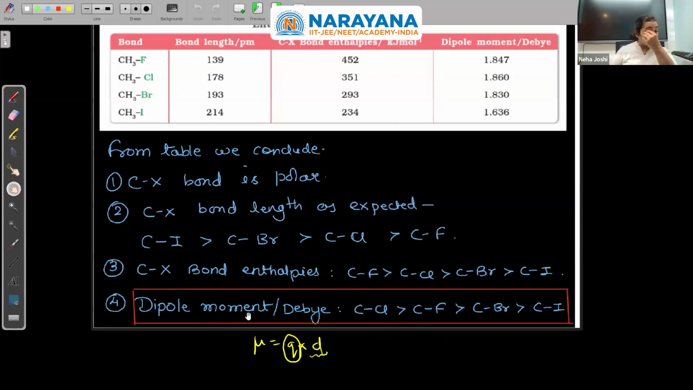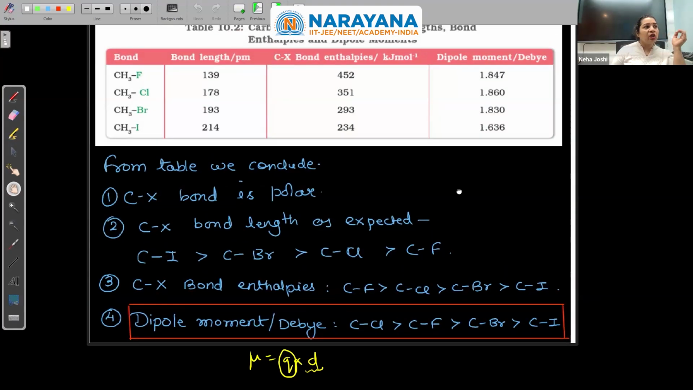Please note how the dipole moments are shown in the case of methyl halides, 1.86. So maximum is of the carbon chlorine bond. Then is the carbon fluorine bond. Then is the carbon bromine, and then comes the carbon iodine bond. So please take a screenshot, and I'm not talking anywhere else.